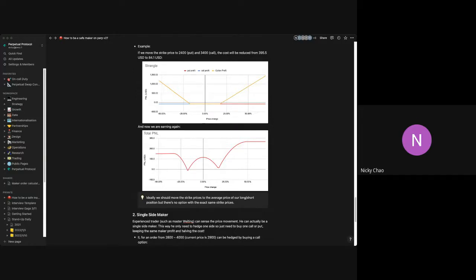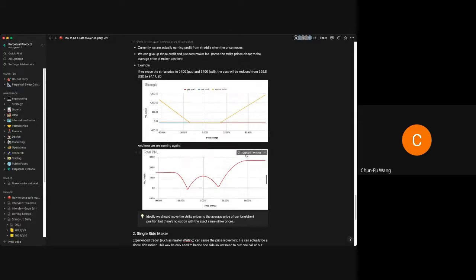Okay, so if there's any question. Okay, D2. Could you elaborate a little bit more on why we should move the strike price to the average price of our long or short position? What's the reasoning behind that?